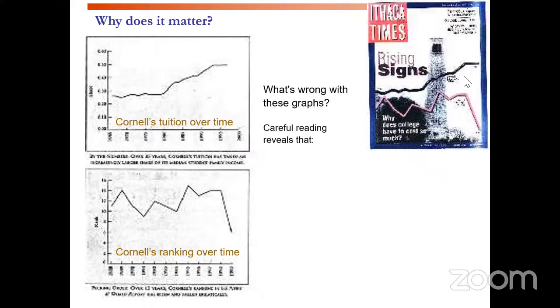There is a graph present in this magazine, and it shows ranking over time and tuition over time. Can you tell me what is wrong with this, and why does it matter?